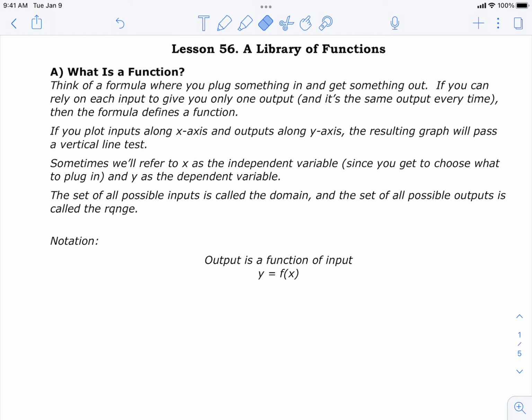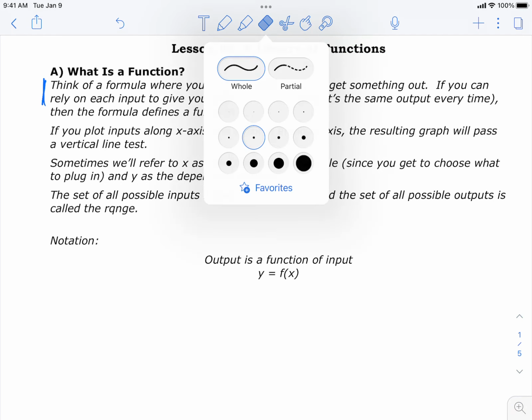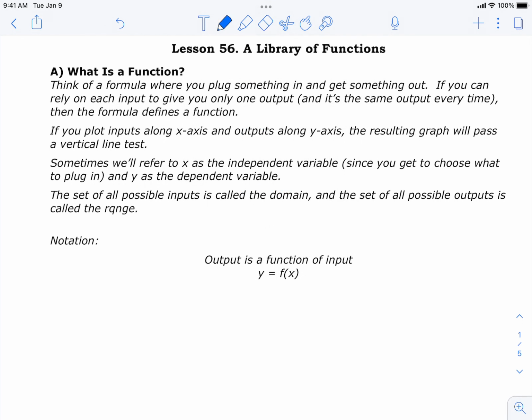But before we can get to that, first we should talk about what the heck is a function. So I'm going to spend a little time up front just talking about what is a function. So let's just kind of go by an example. I'm going to make up an example of something that happens to be a function.